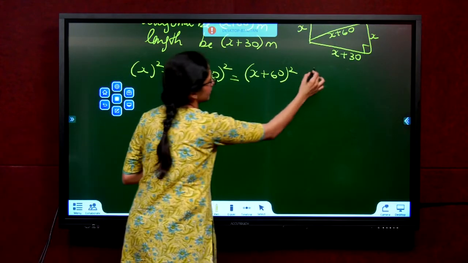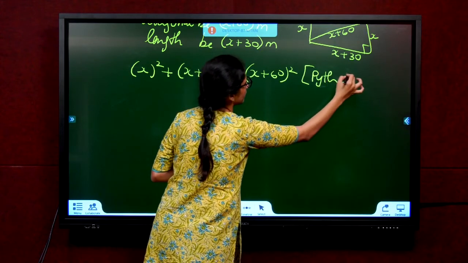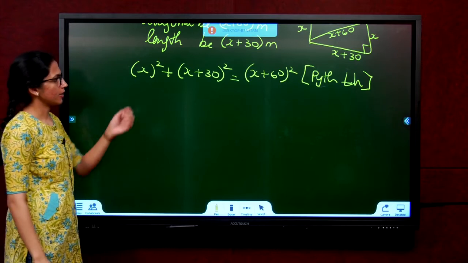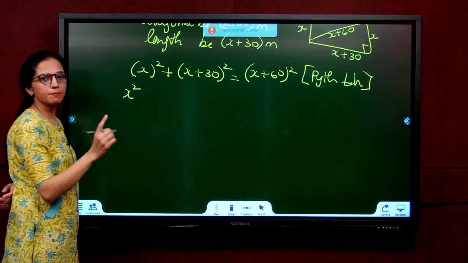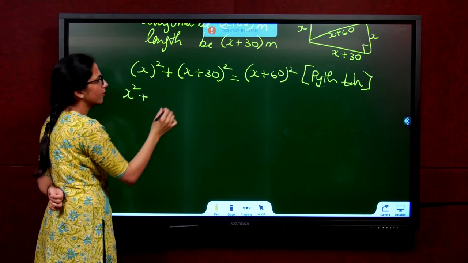So what did we take this as? Why did we get this? Pythagoras theorem. Please write it in full words. Now expand this. x square. How do we expand this? a plus b the whole square. We have learnt it in the previous videos. I will apply it directly here.